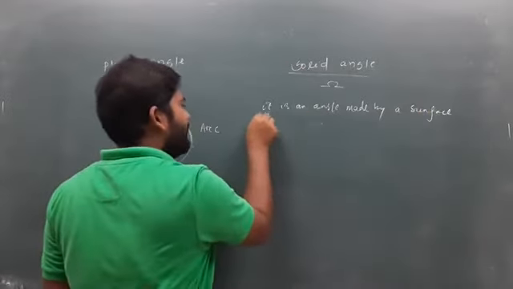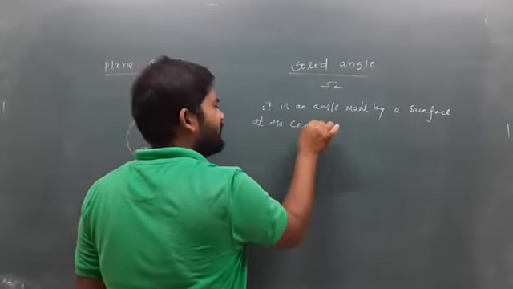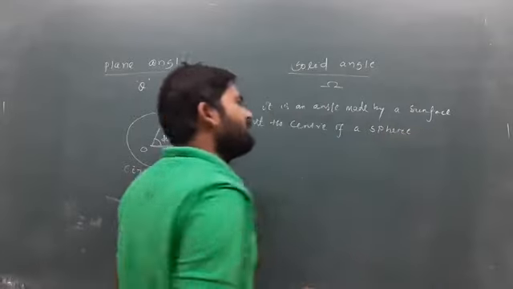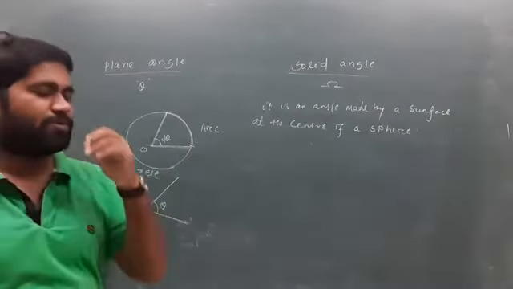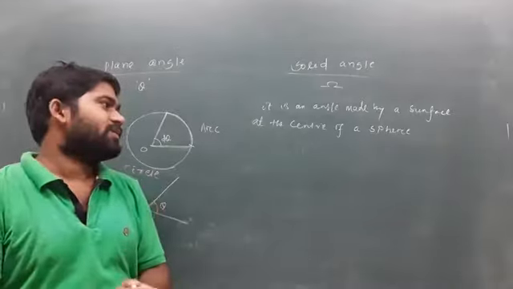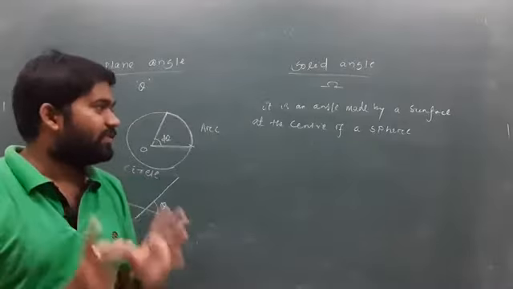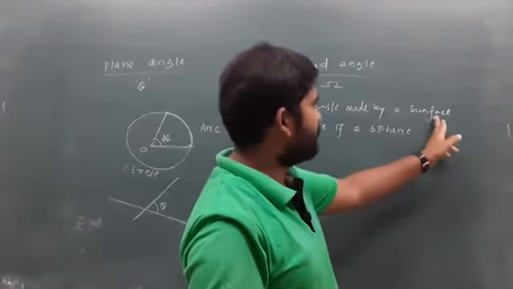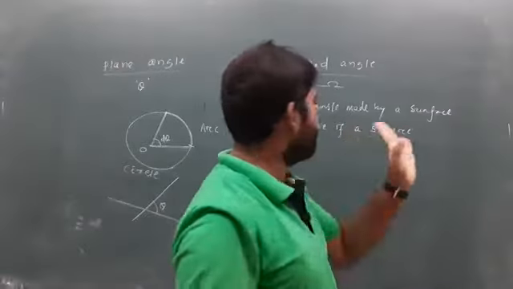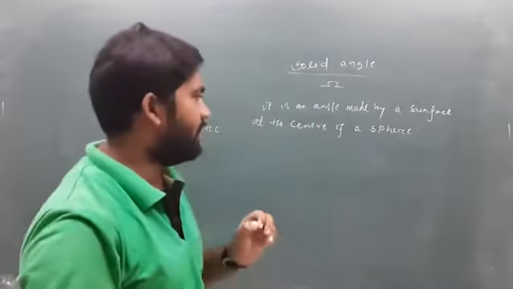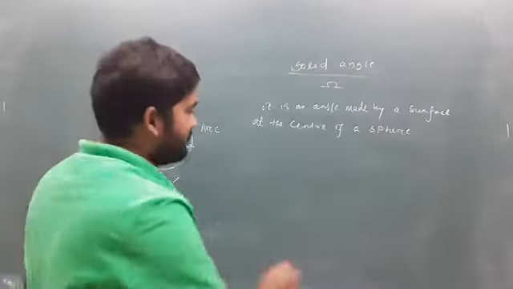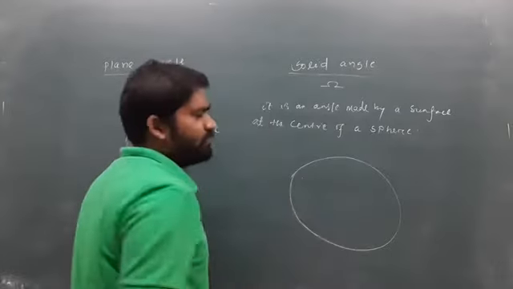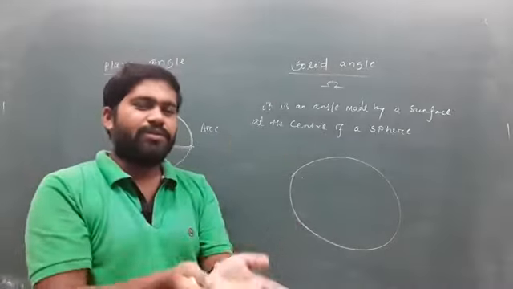It is an angle made by a surface at the center of a sphere. Generally, I take a sphere in order to help you understand better. So the definition says it is the angle made by a surface at the center of the sphere. That is called a solid angle. How can we imagine it? Suppose I consider a sphere. Imagine a football, a solid sphere.